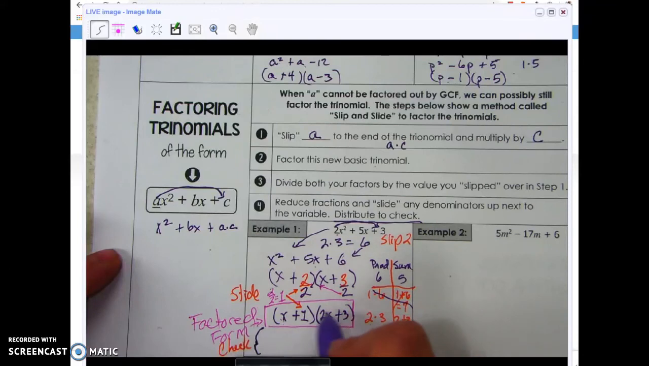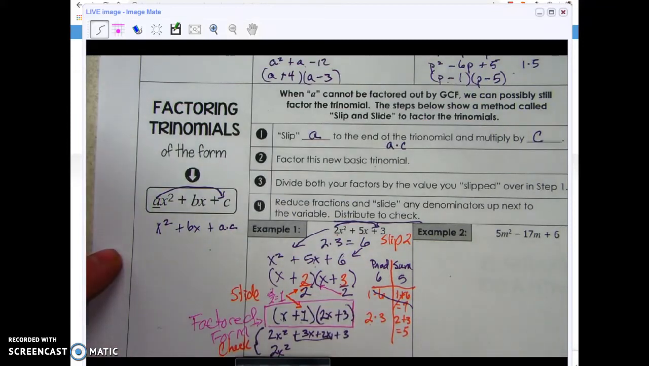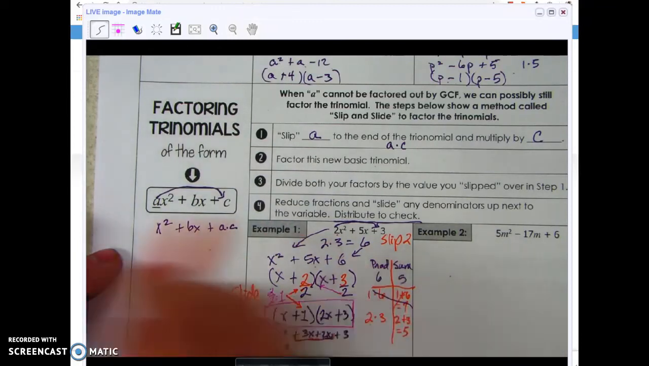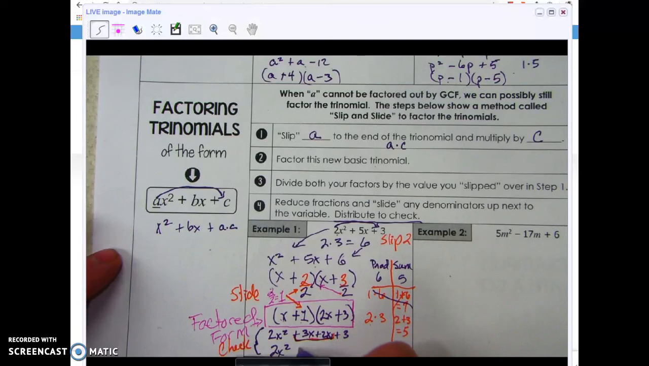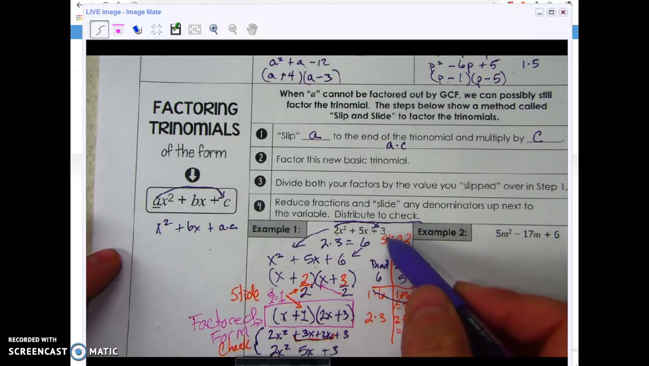So x times 2x, 2x squared, x times 3 plus 3x, 1 times 2x plus 2x, and then 1 times 3 plus 3. Combine my like terms, 2x squared. Bring those two together. And that gives me 5x plus 3. And that's what I started with.